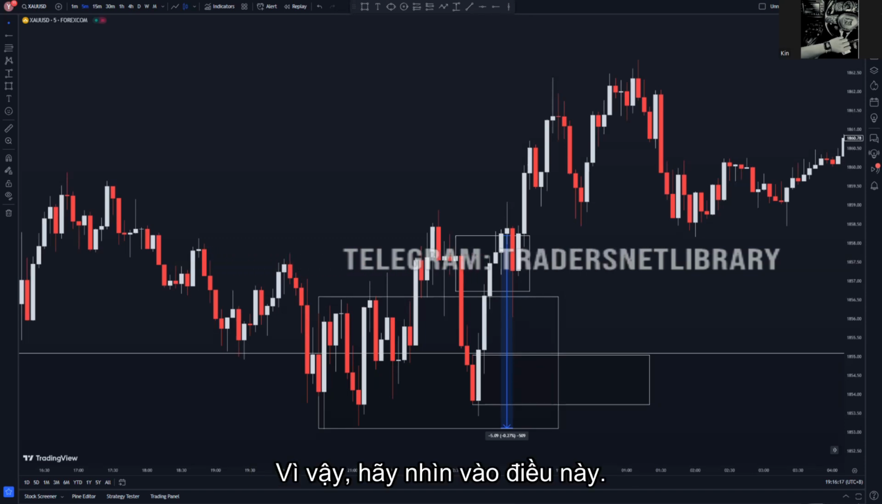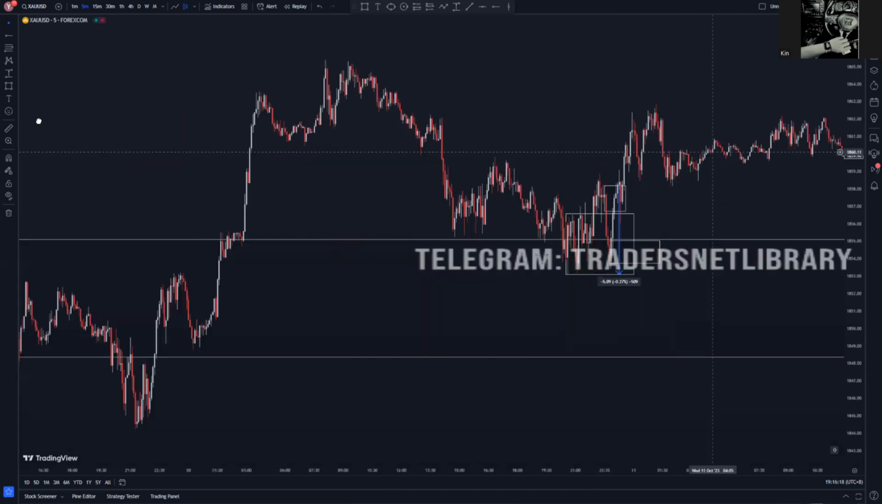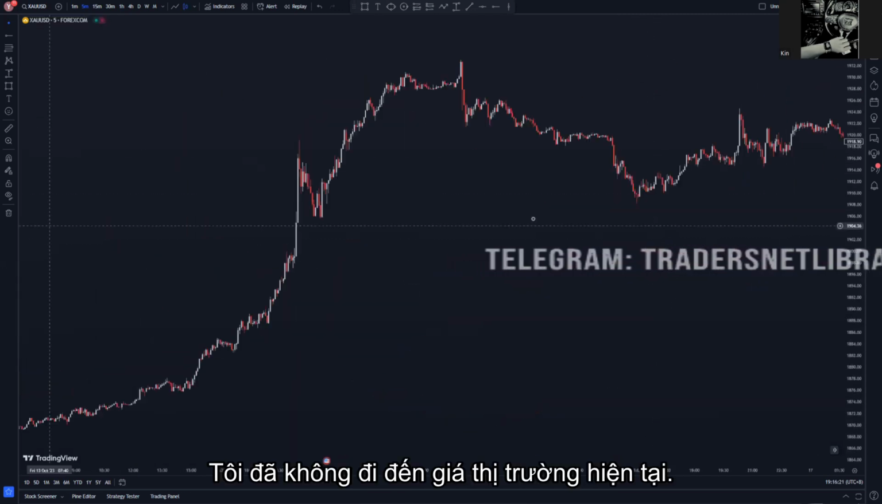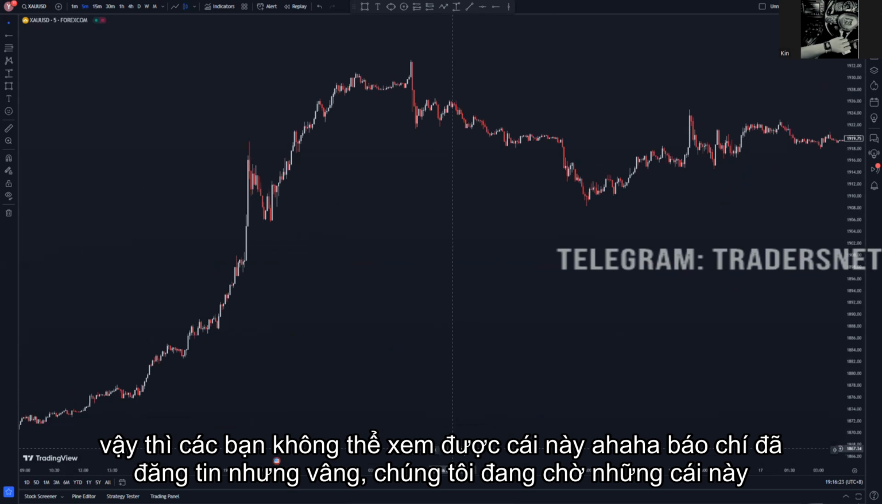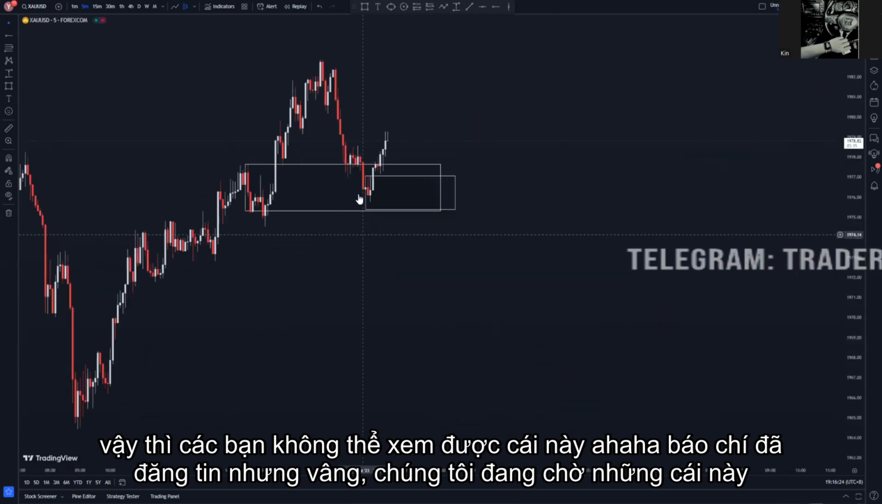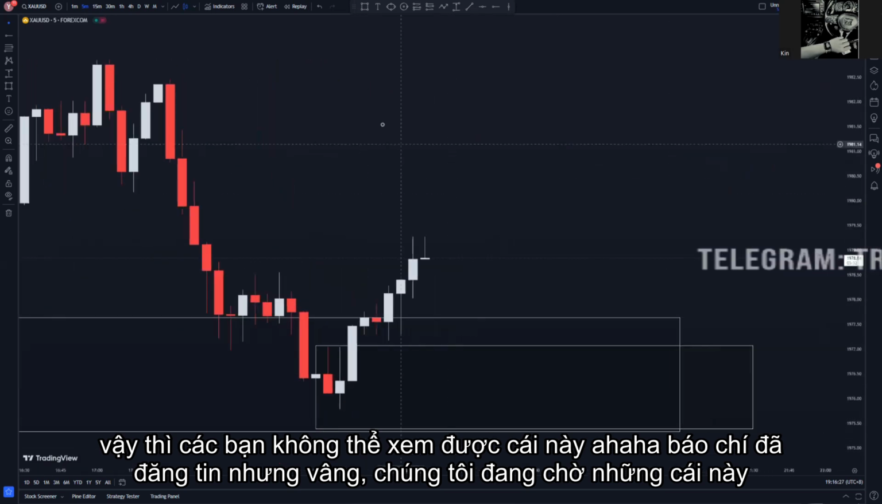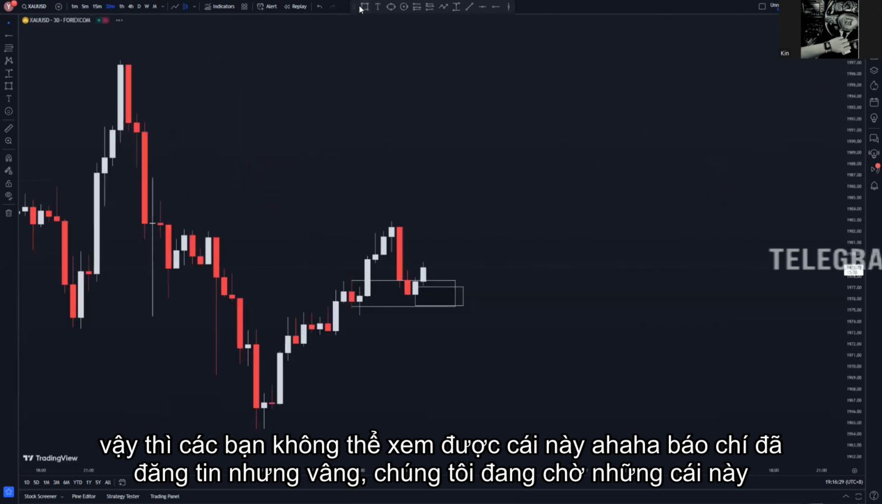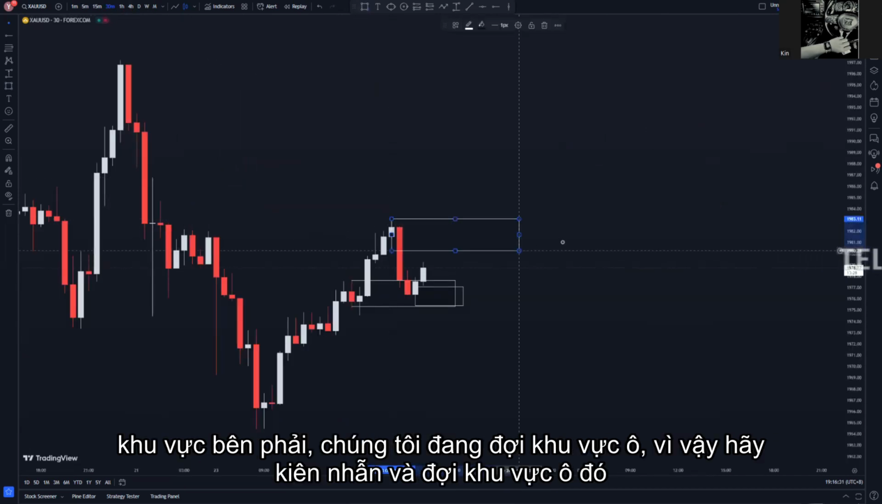So see, look at this. I didn't go to the current market price, so then you guys cannot see this one. The price went up. But yeah, we are waiting for these zones, right? We're waiting for the sell zones, right? So be patient and wait for that sell zone.